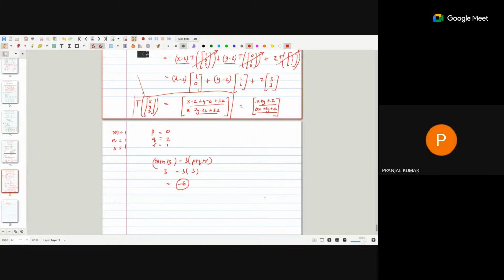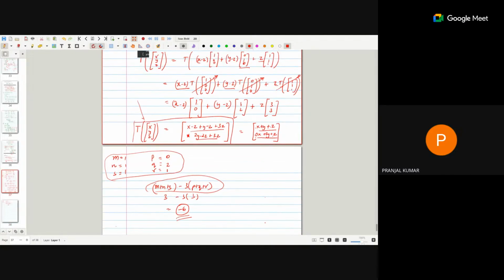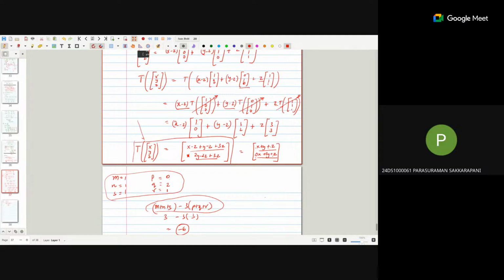P is 0, q is 2, r is 1. So I have written them down and I have calculated the expression which they are asking. m plus n plus s, so 1 plus 1 plus 1, 3, minus 3 times p plus q plus r, 0 plus 2 plus 1. So this is minus 6. Is this clear? Yes, sir.